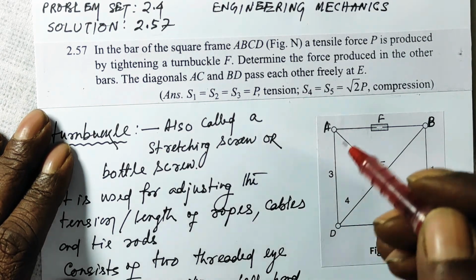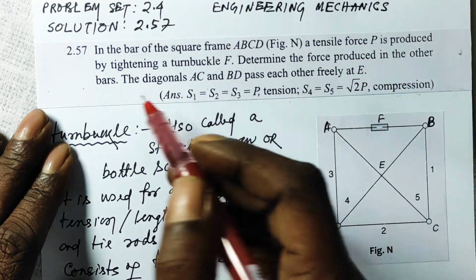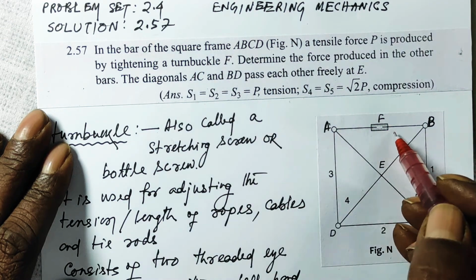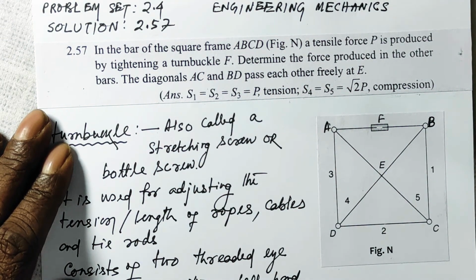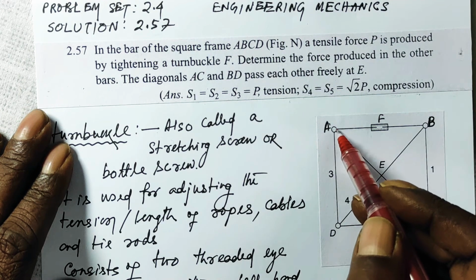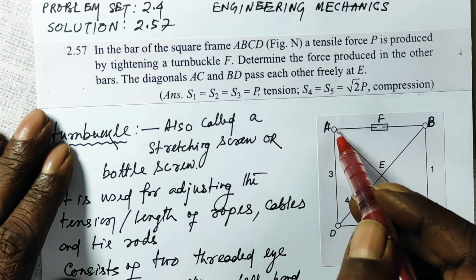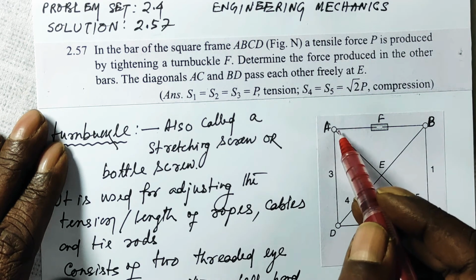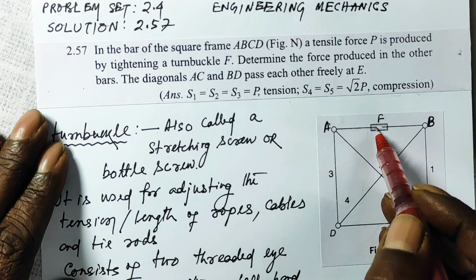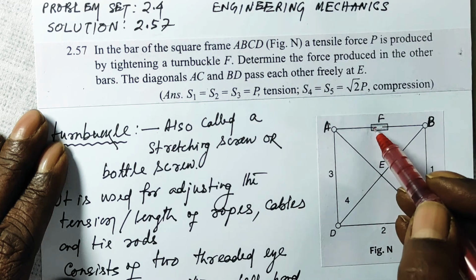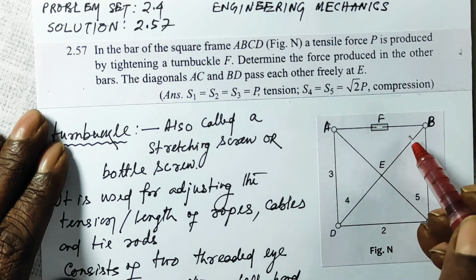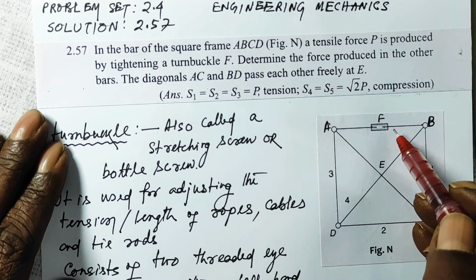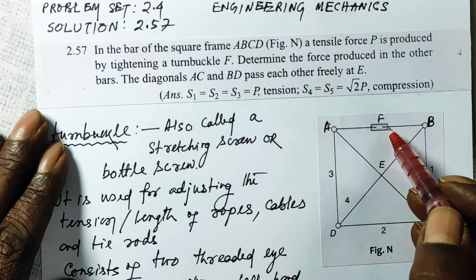Now a tensile force P is produced by tightening a turnbuckle F. This is a turnbuckle F. I will explain what it is. If you look at the bar AB, this is not continuous. It passes through this turnbuckle. From this point to this point is connected to this end of the turnbuckle, and from this point to this point is connected through the turnbuckle at this point.